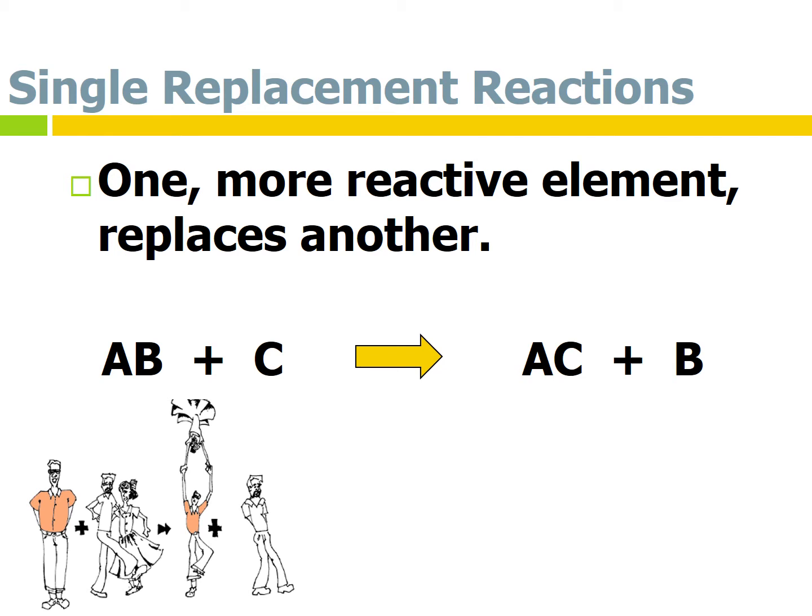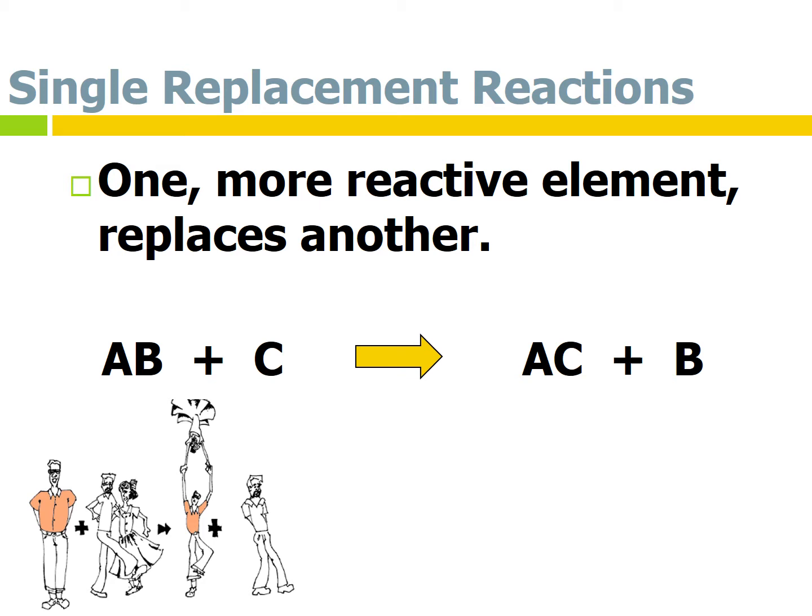Single replacement reactions are always going to involve one compound and then a separate element that's by itself. And that's going to react so that one thing is going to replace one of the elements in the compound. In order for that to happen, the element that's by itself in the beginning, like element C in this case, has to be more reactive than B, which it's kicking out of its relationship with A.